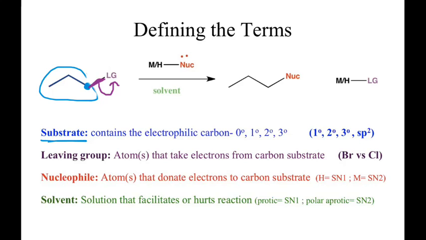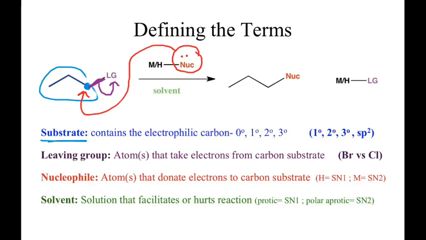Your nucleophile, so here's our introduction of a new term. Our nucleophile is going to end up being an electron source that's going to come in and stabilize that carbon, okay, our substrate. As the leaving group leaves, our substrate loses electrons, so our nucleophile has to come in and somehow stabilize that loss of electrons by donating its own electrons.